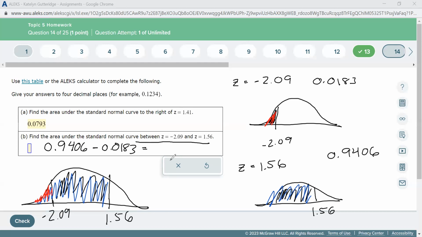So 0.9406 minus 0.0183 gives us 0.9223, and that would be our final answer for part B. All right, there's a couple different ways that this could be phrased, so I'll find a different version and make a separate video for another way you could see part B.